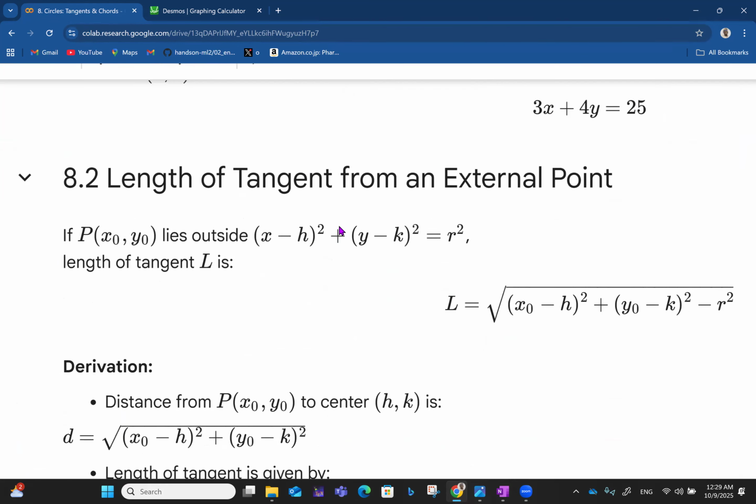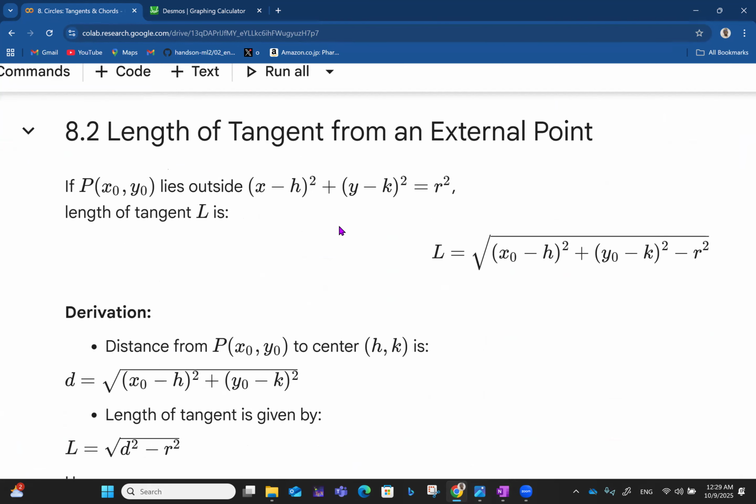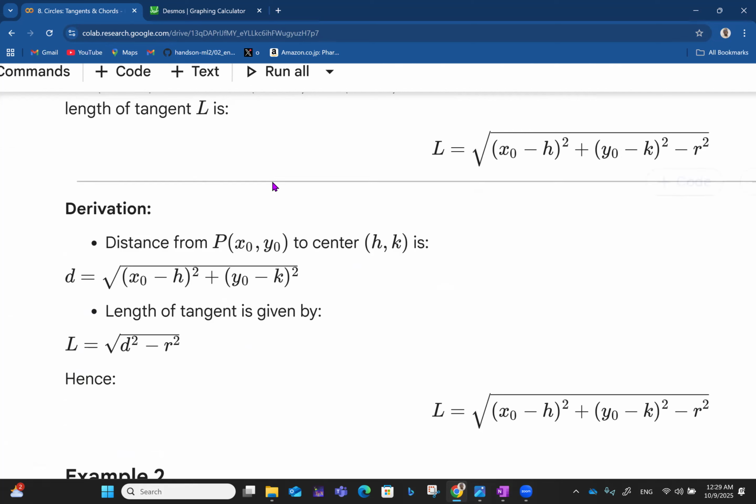Then we can talk about the length of a tangent from an external point. If you want to calculate the length of a tangent from an external point, in this case if P given, which is (x0, y0), lies outside of (x minus h) squared plus (y minus k) squared equals r squared, then the length of tangent L is the square root of (x0 minus h) squared plus (y0 minus k) squared minus r squared. The derivation is also simple.